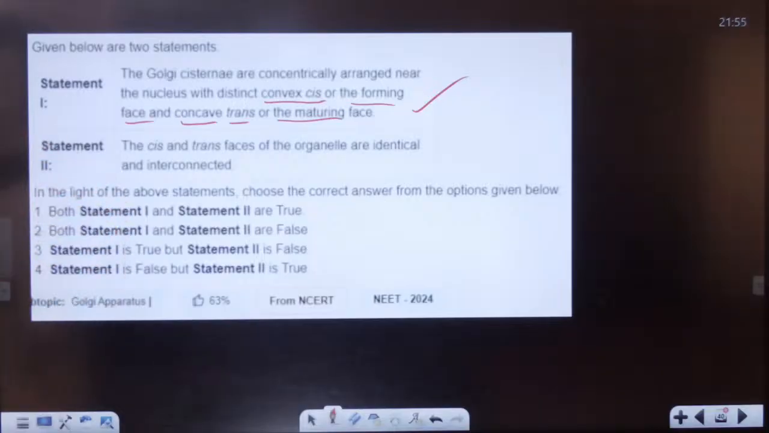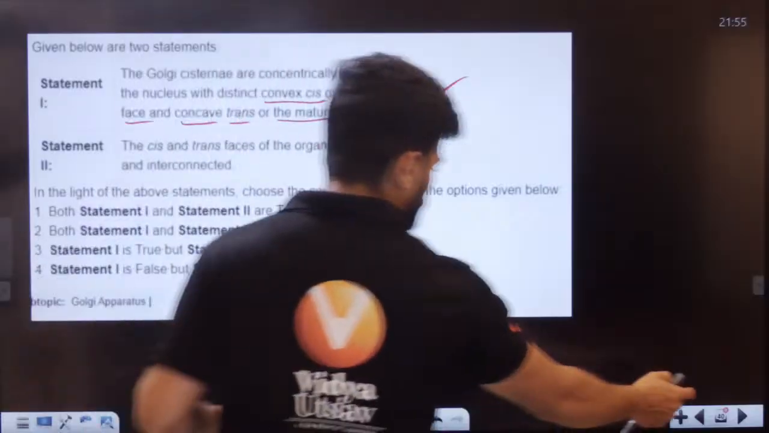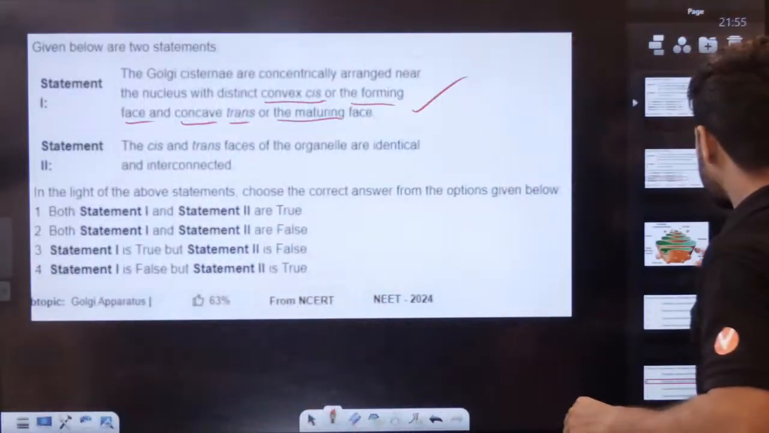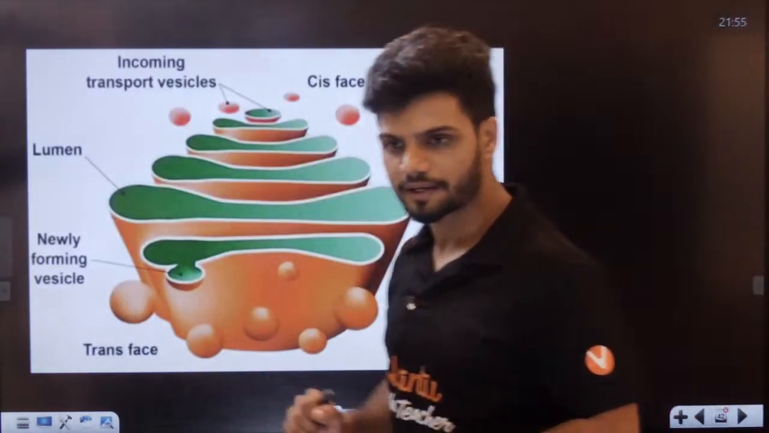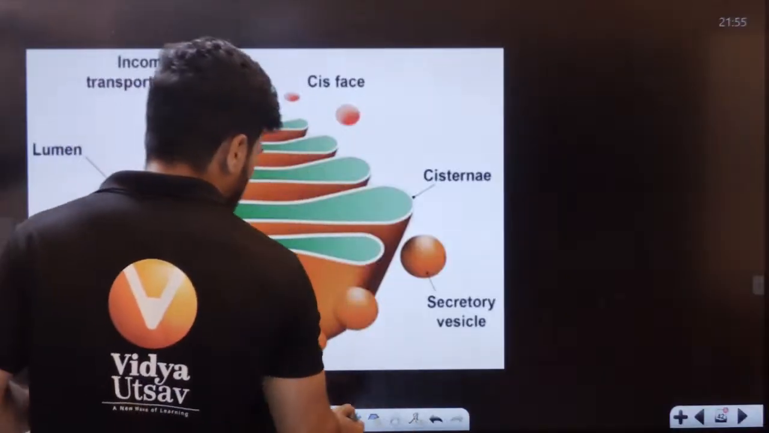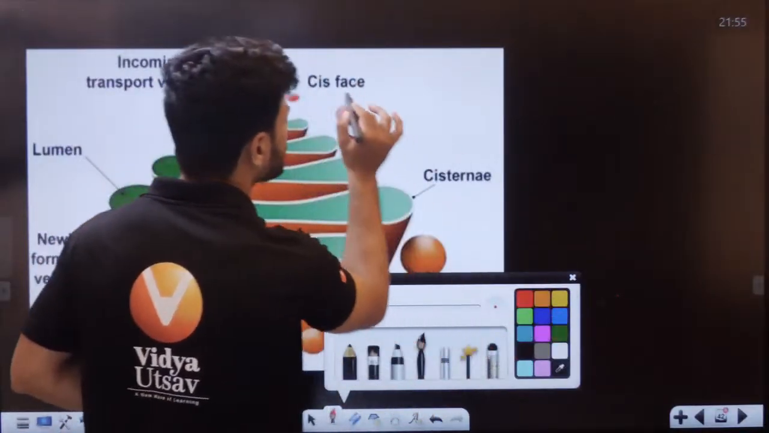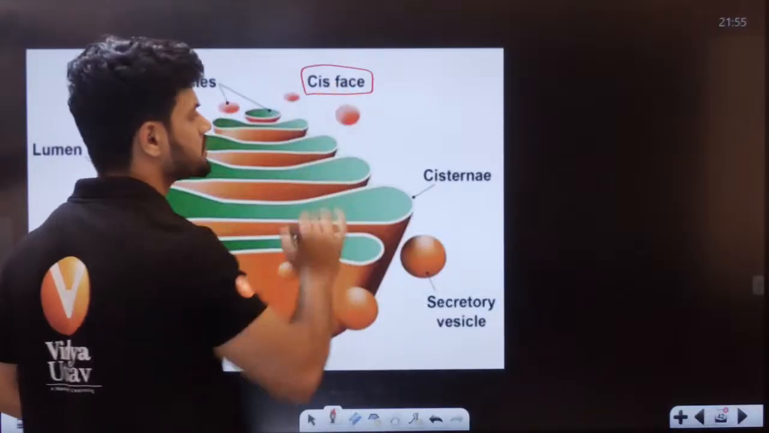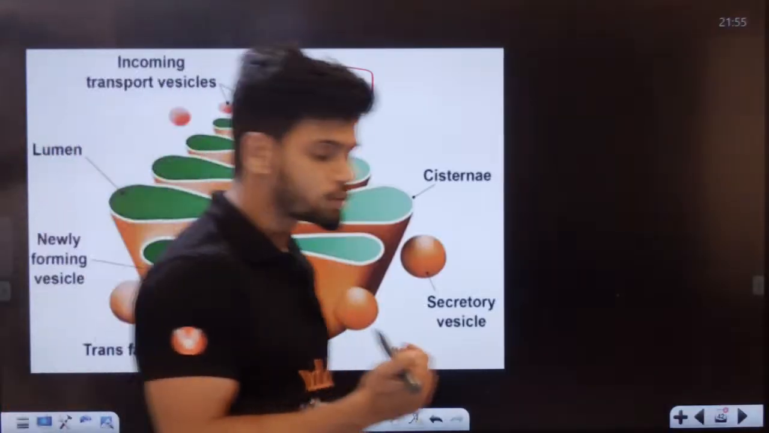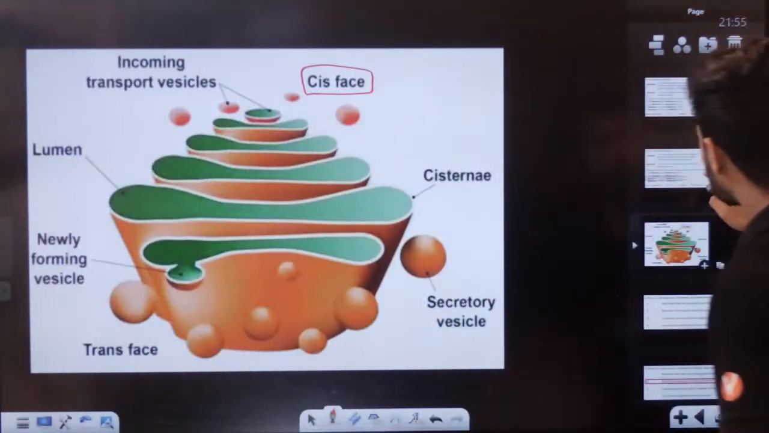It's very easy. Okay. So, ये देखो student, दिखाता हूँ. This is Golgi, right or no? This is Golgi apparatus. Here we have cis face. Cis face is here. Now, what is cis face called as, students? Cis face is also called as what?